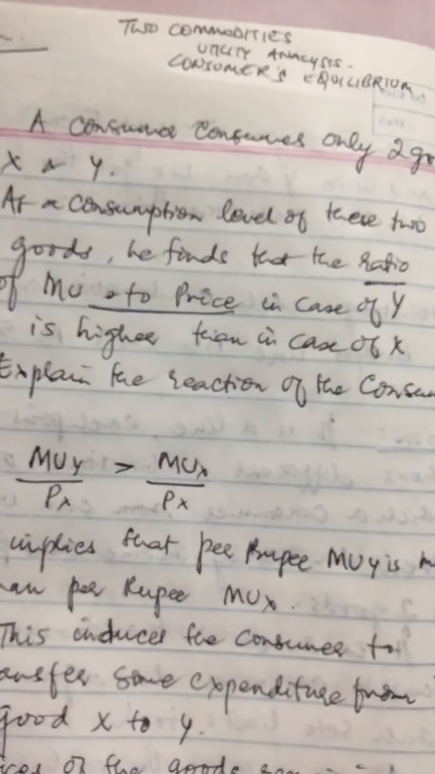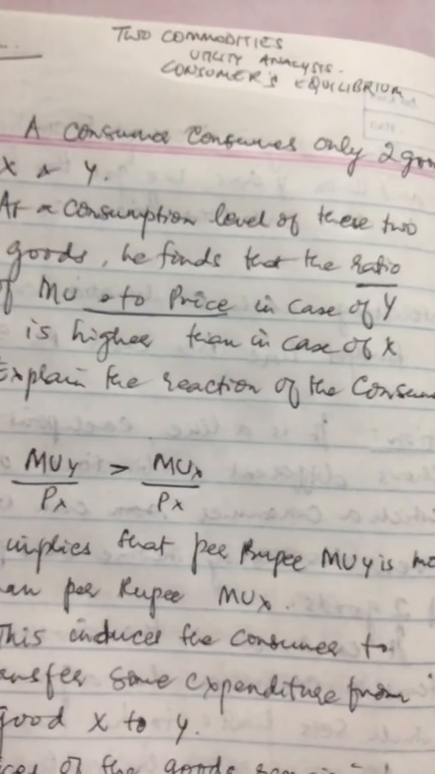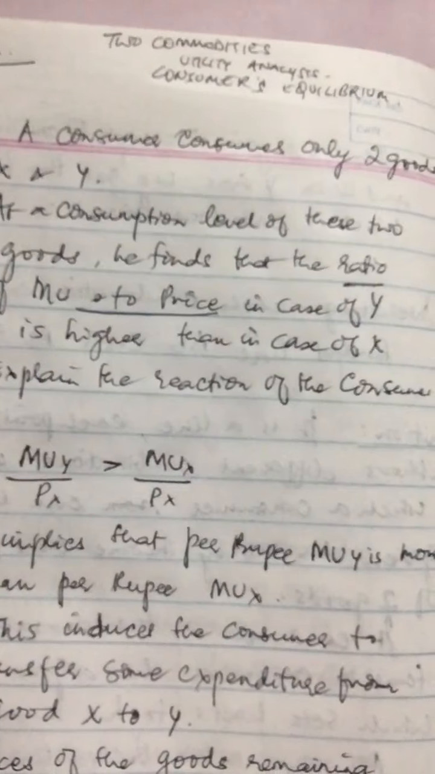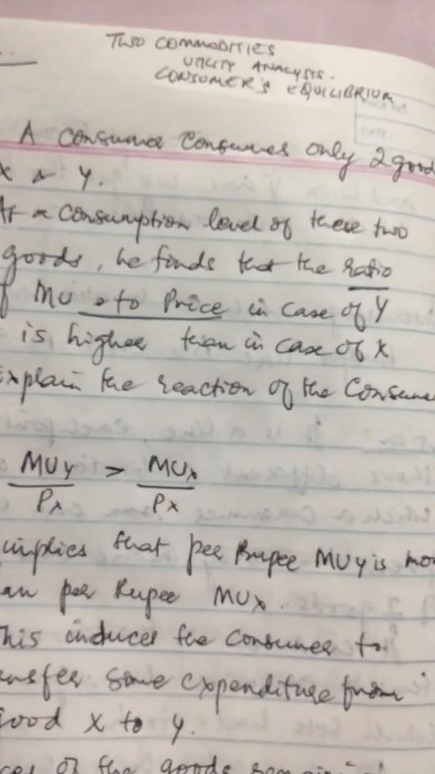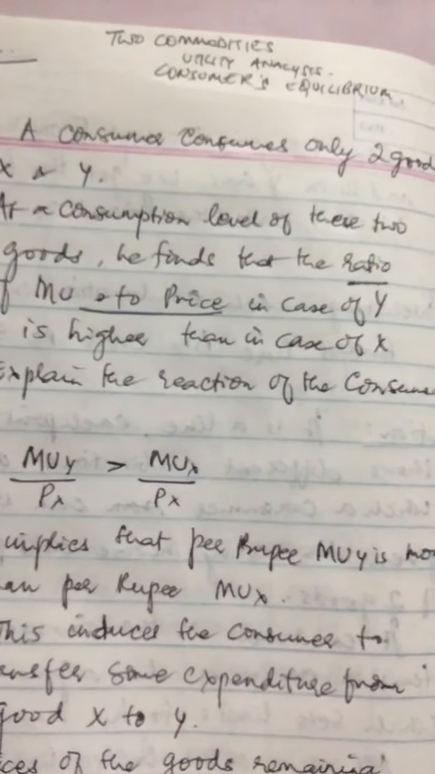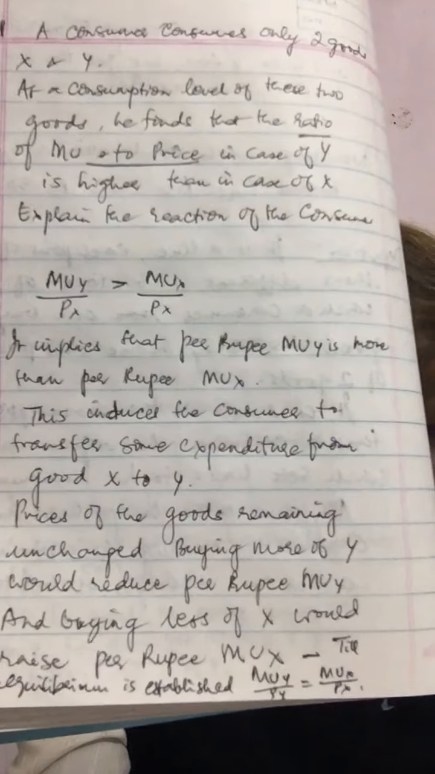Now, prices of the goods remaining unchanged, buying more of Y would reduce per rupee MUY, and buying less of X would raise per rupee MUX. This will continue till MUX upon PX is equal to MUY upon PY. So the ratio will be maintained and he'll come back to equilibrium. This is how you must practice these numerical questions or statements, and it's very interesting.